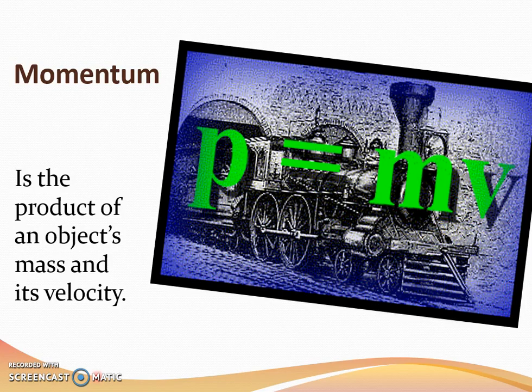Okay, let's talk a little bit about momentum. Now momentum, here is our formula. Momentum is shown with a P, and it equals mass times velocity. Again, momentum equals mass times velocity. So the more massive your object is, the more momentum it has. The faster your object is going, the more momentum it has.